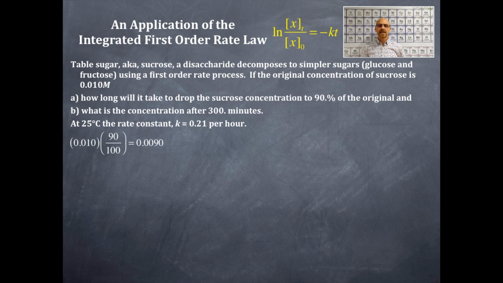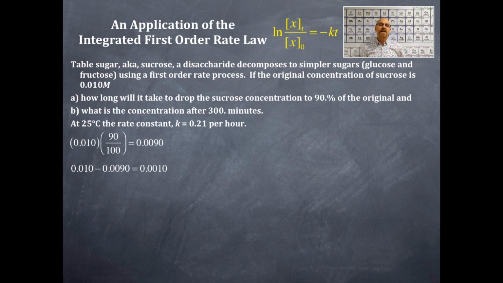0.0090. Okay, now I have originally 0.010 concentration, but it is going to decrease by 90%. So I have the original amount minus the amount that it decreases at 90%, and this is the amount that remains, which is 0.0010 molar. So that's my amount that remains afterwards.